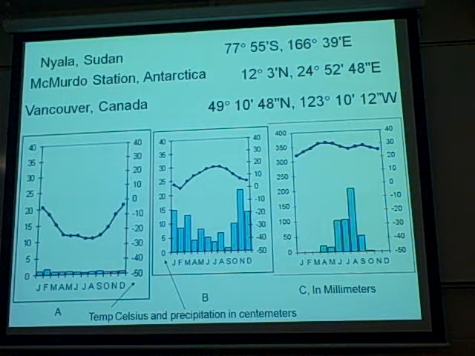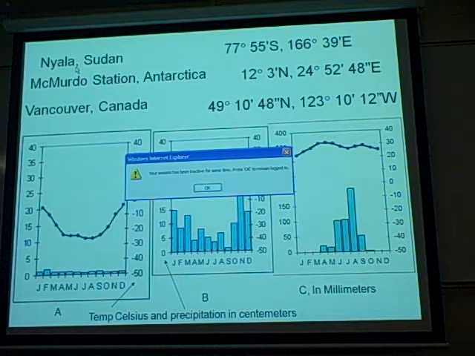If you look at temperature, well, hold on.